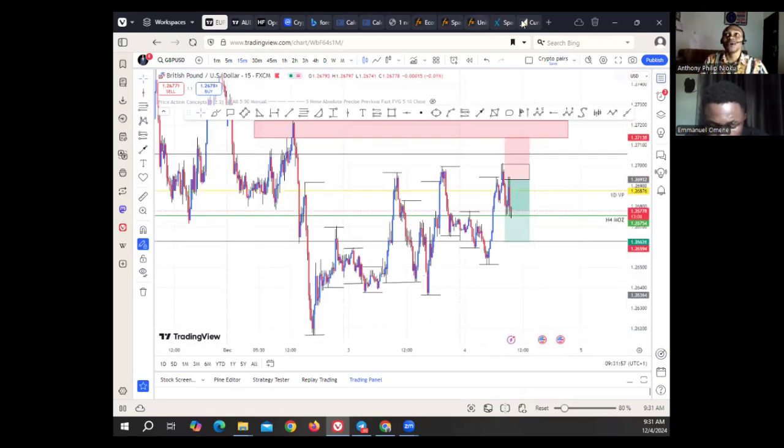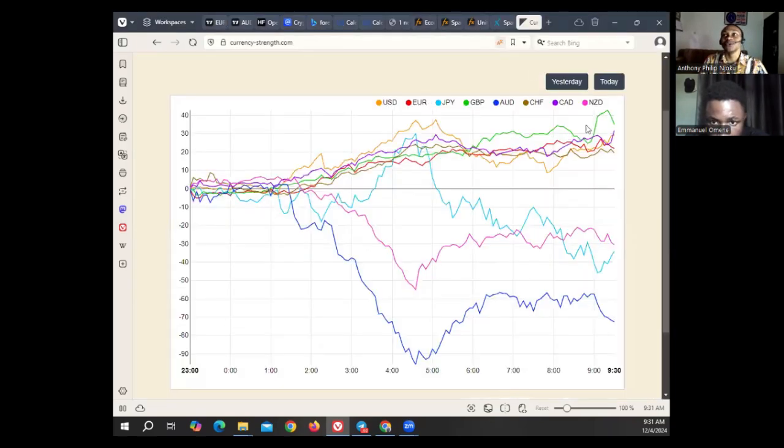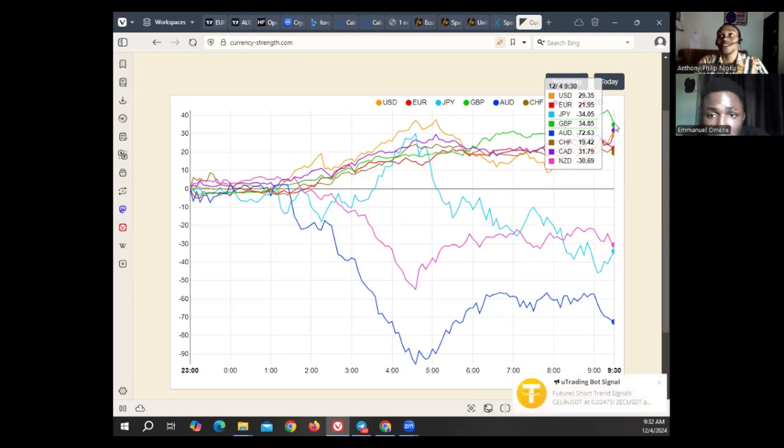Why I was quite convinced is because GBP is one of the strongest currencies today. It is the strongest. It is at 34.85, highest. You can see AUD is on the bottom, minus 72.63. It's a currency strength meter. I said that GBP is the strongest, 34.85. You can see there now with the green line.